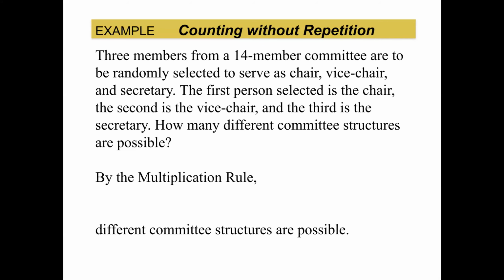So in this case, counting goes from 14 to 13 to 12 possible. So in the multiplication rule, this is what it would look like. 14 for the first choice, 13 for the second choice, and 12 for the third choice. Again, unlike the airport three-letter code example, this is without repetition. You can't repeat the choice after you've chosen it. So in this case, a 14-member committee of people choosing the chair, vice chair, secretary.